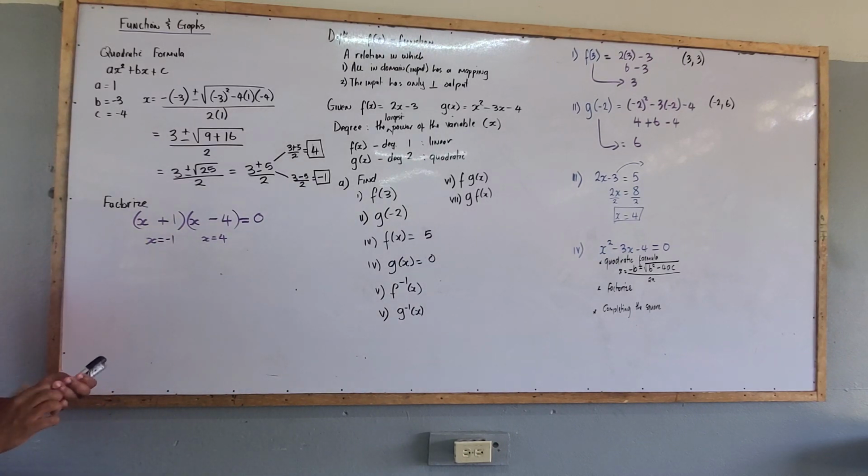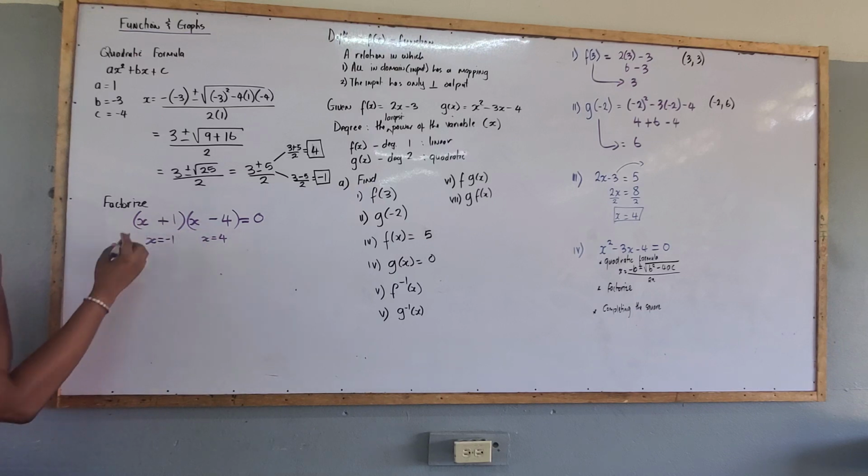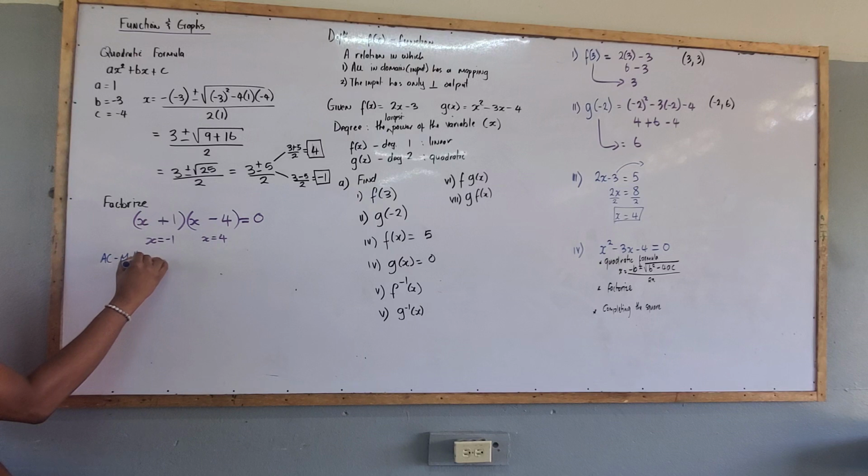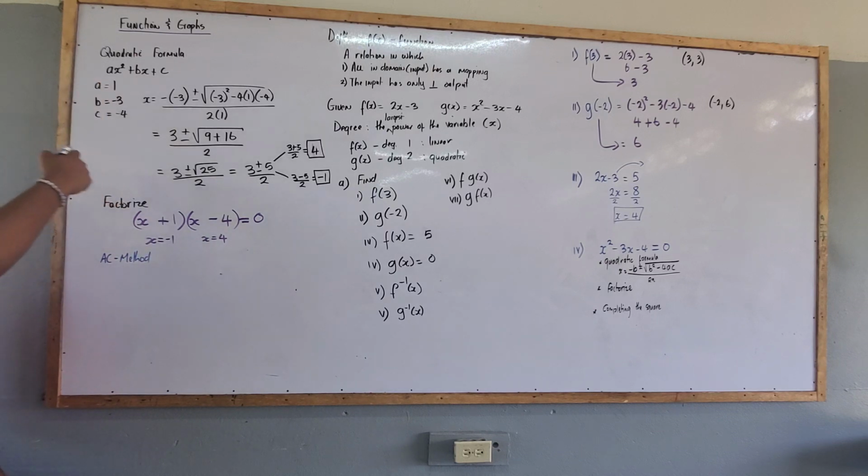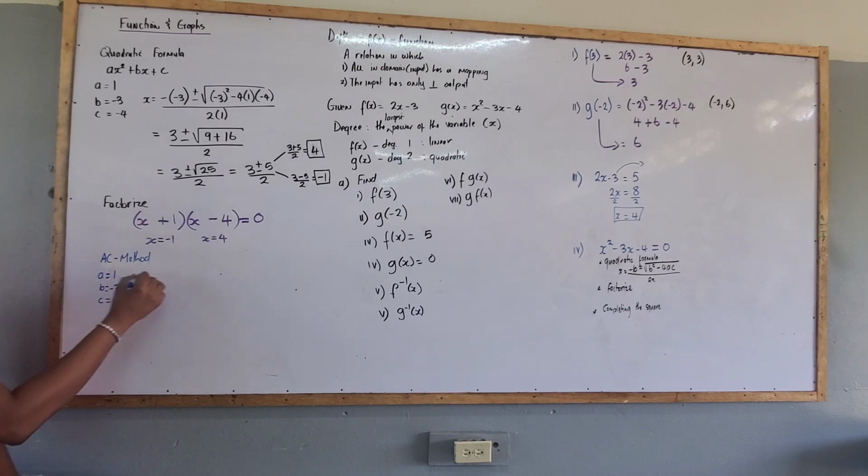Let's do the AC method just below this real quick. I'll show you how all this comes into play. So, the AC method. We have listed A, B, and C, so we can just copy that down. A is 1, B is negative 3, C is negative 4. Then step 2, we need to multiply A times C, hence this is called the AC method.